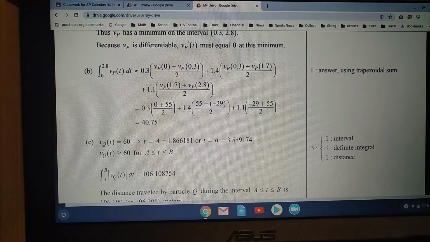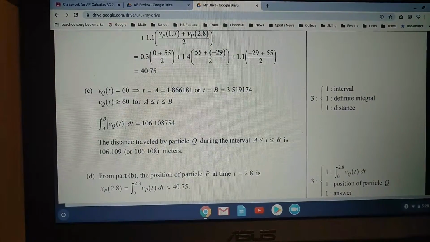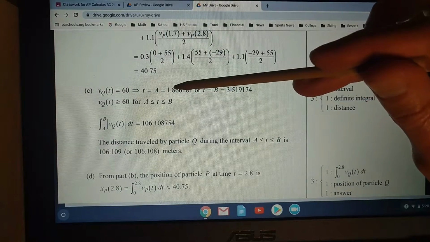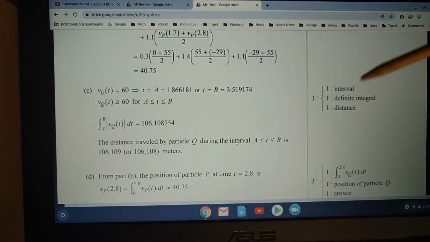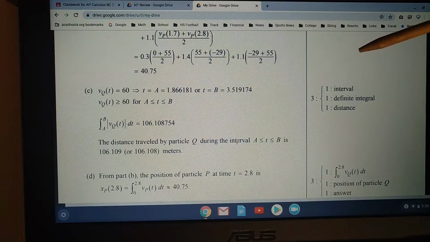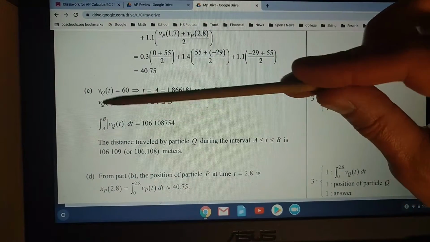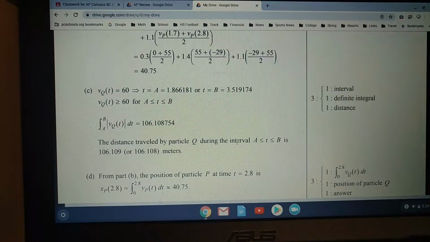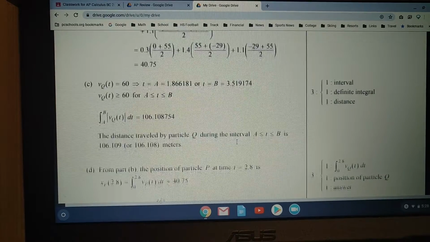All right, for part C, 3 points. 1 point for the correct interval. That would mean that, notice this interval here is from 1.866 to 3.519. So 1 point for getting that interval. 1 point for getting the definite integral. That's going from this A to B, in other words, this value to this value, of the absolute value of that V sub Q of T. So if you did that, you get another point. And then if you actually punched it in correctly and evaluated it correctly and got 106.108 or 109, then you actually get the full 3 points. All right, for part D.